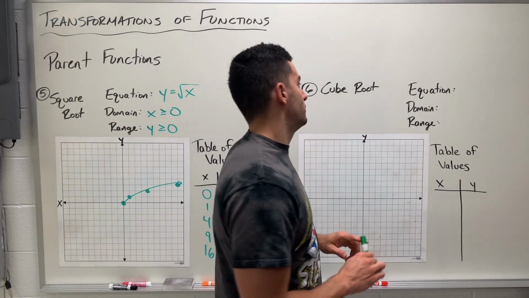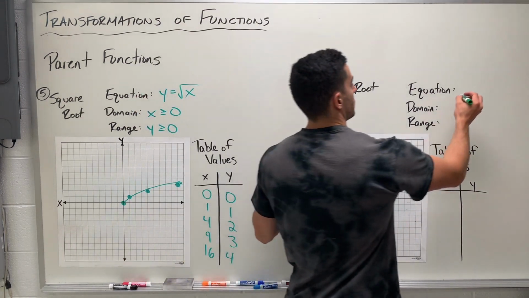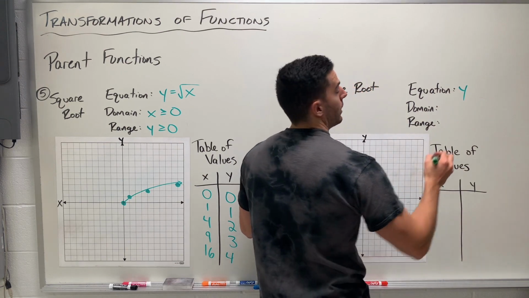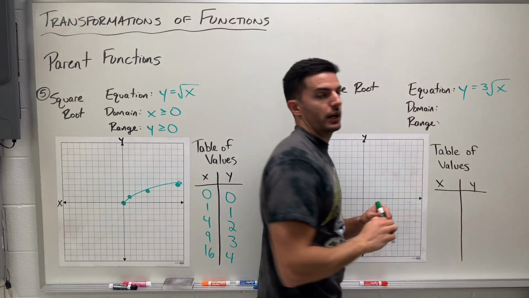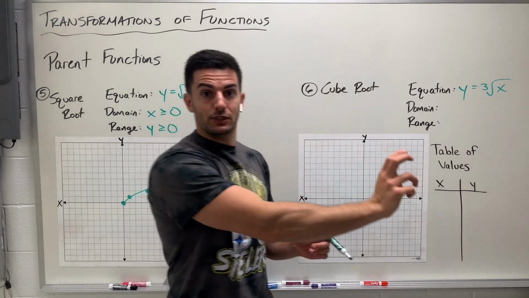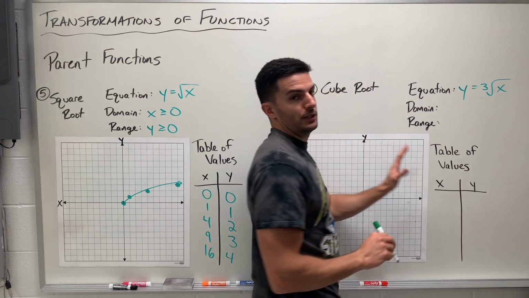Last one, cube root, okay? Cube root is just the opposite of cubing something, right? Cubing is taking it to the third power. Cube root is kind of wondering what number times itself three times equals the number in the cube root, okay? So this one's going to be different as well.